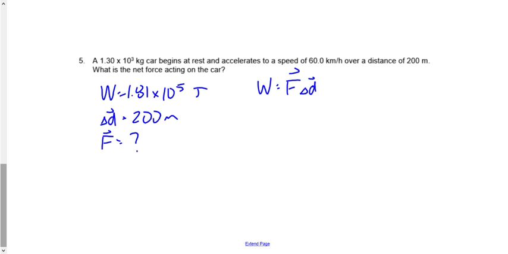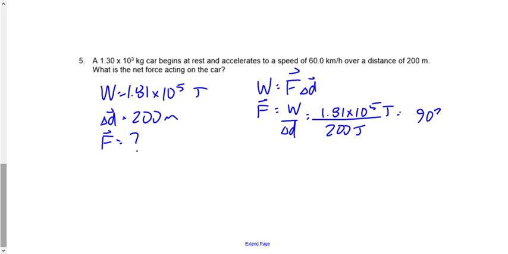I think that W is equal to delta E is still quicker, even after we do question number 5, but it's not as much quicker as it seemed in the beginning here. We're solving for F, so that's going to be W over D. W is 1.81 times 10 to the 5, divided by the displacement of 200 joules, and that's equal to 903 newtons.